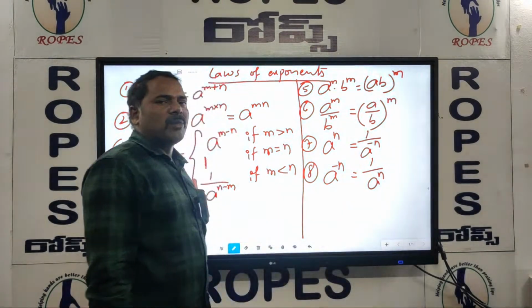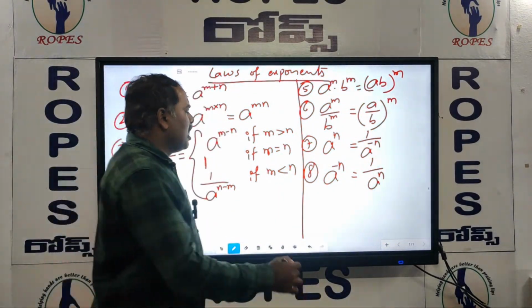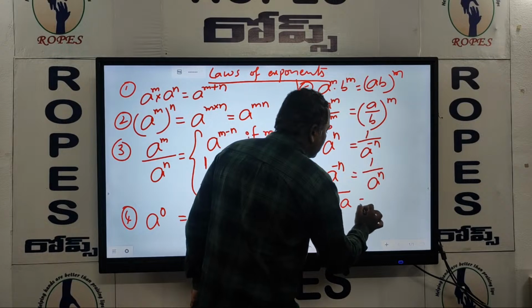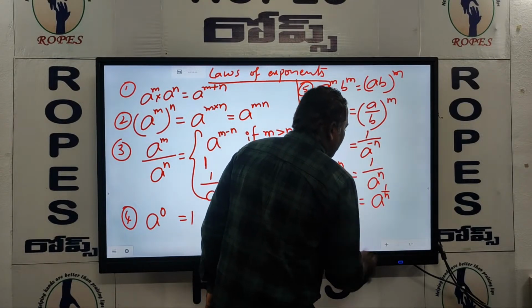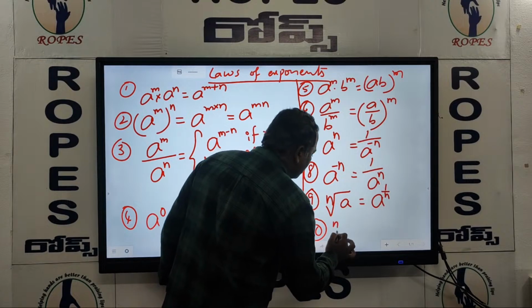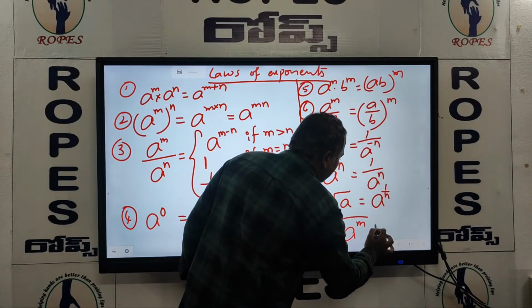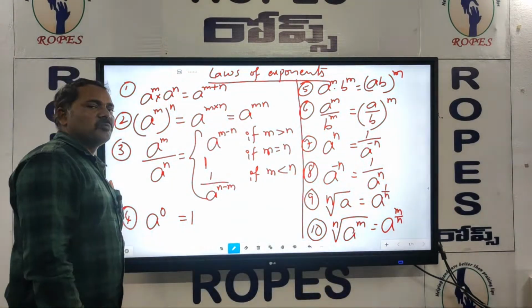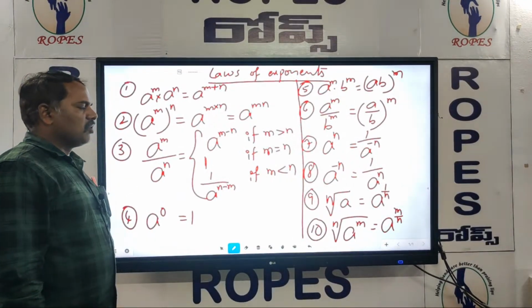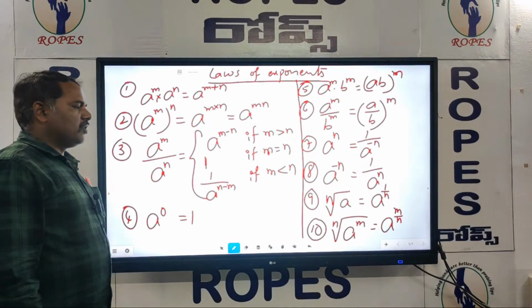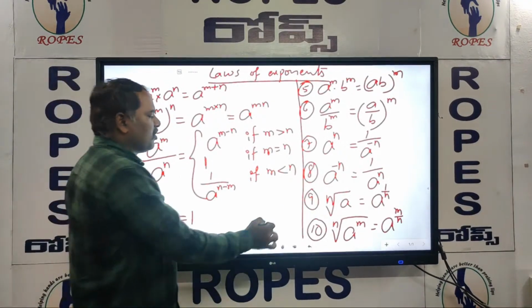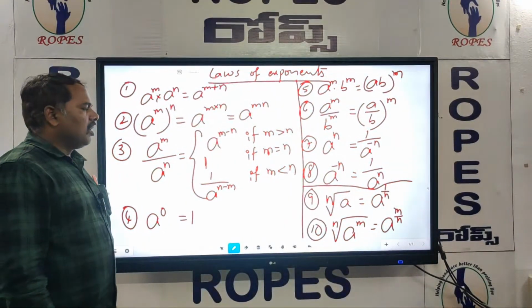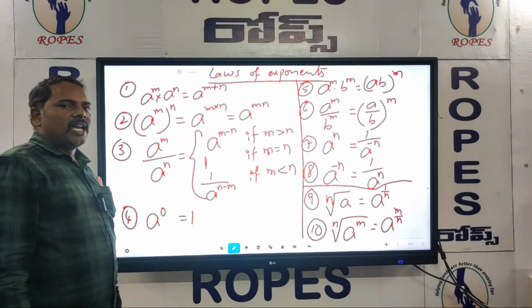So these are the main formulas in the laws of exponents. And two more formulas we will use. Ninth, nth root of a is equal to a power 1 by n. And tenth, nth root of a power m we can write as a power m by n. These are the main important laws of exponents which we are going to use in exercise 1.5. If you know all the formulas up to the 8th law, you can solve exercise 1.5 easily.